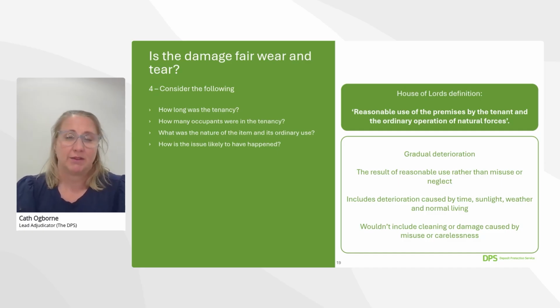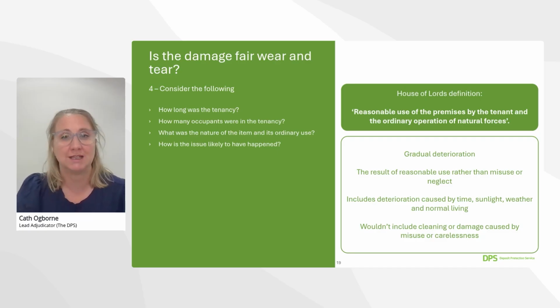So you want to be thinking about things like how long was the tenancy? How many occupants did you have in that tenancy? What was the nature of the item and what was its ordinary use? So, a dining chair with maybe a padded seat on it that's got a bit indented during the course of the tenancy. Well, that's probably just happened from somebody sitting in it, eating their dinner. The weight of them has sort of flattened the cushion a little bit.